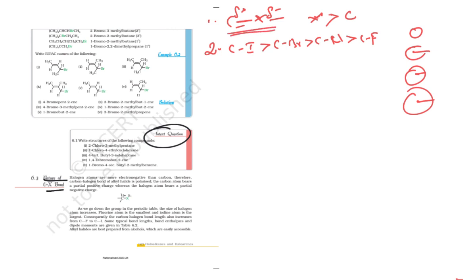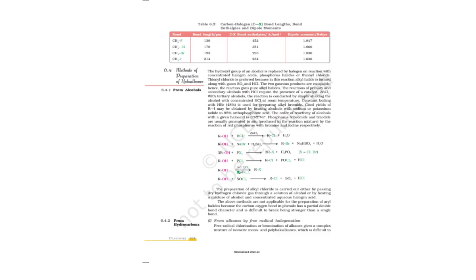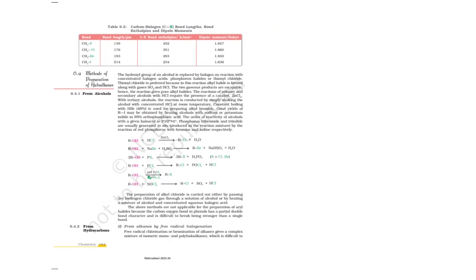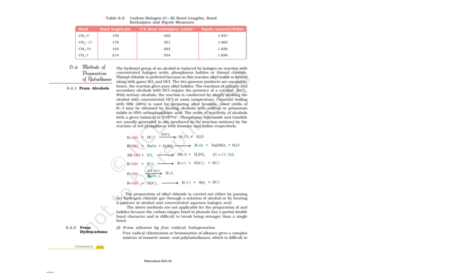Because of this polarization, your haloalkane is going to have a dipole moment. See here, they have given the bond length. So when we are moving from fluorine to iodine, the bond length increases, right? Then the C-X bond enthalpy is also given.